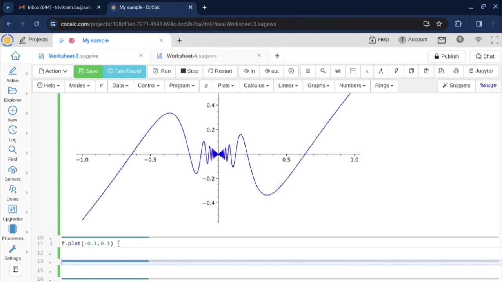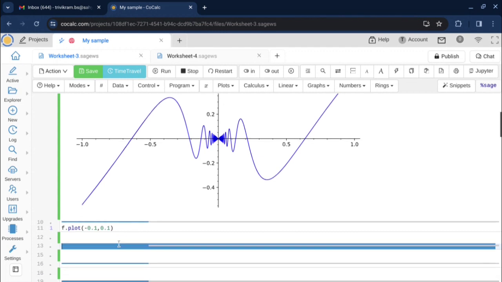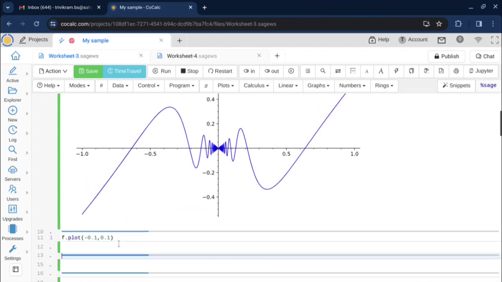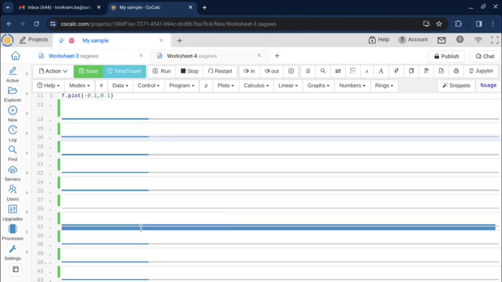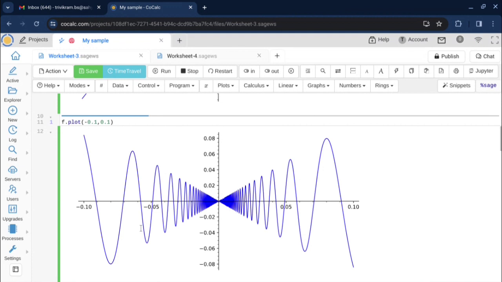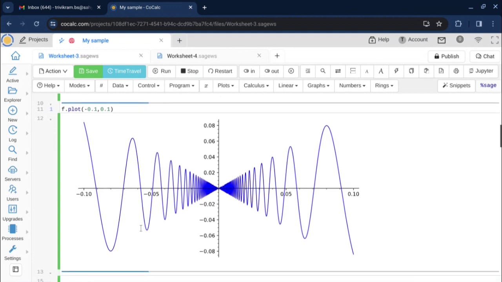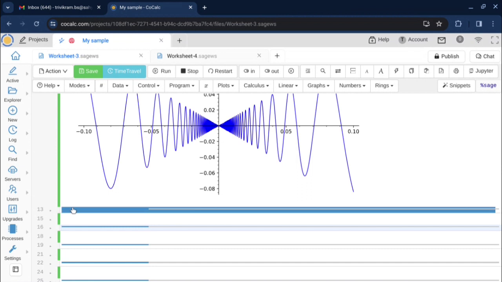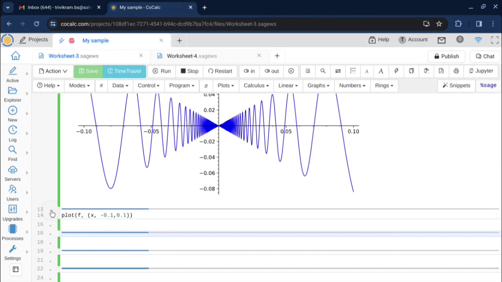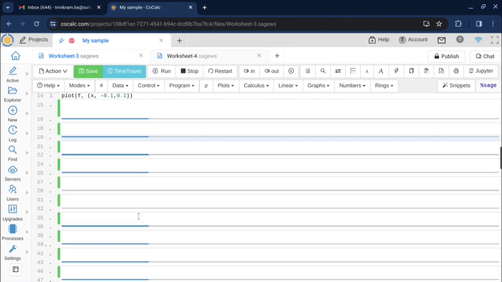-1 to 1. Now if you run this, you'll get the curve like this. So you'll get from interval -1 to 1. Now you can do it one more way also, that means plotting of f with an x interval -1 to 1. So even this command also will give the same result.